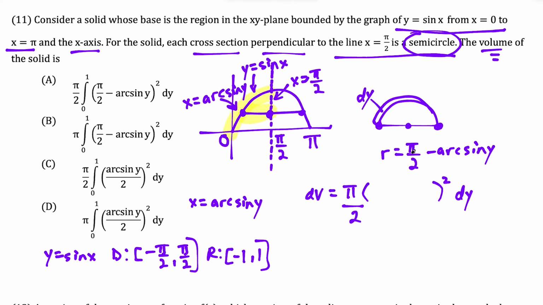So now from this step, we're just going to plug in our radius here. We have pi over 2 and then minus arc sine y. Okay, so minus arc sine y.